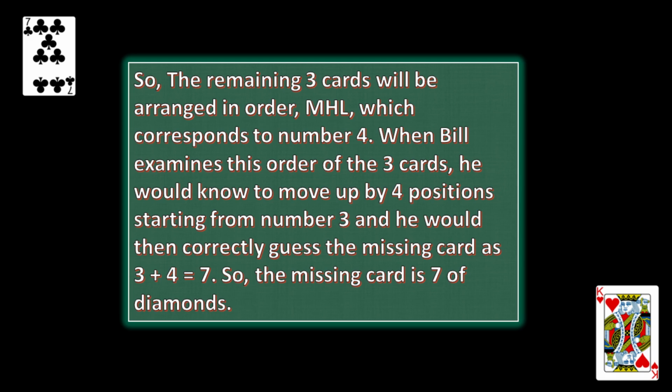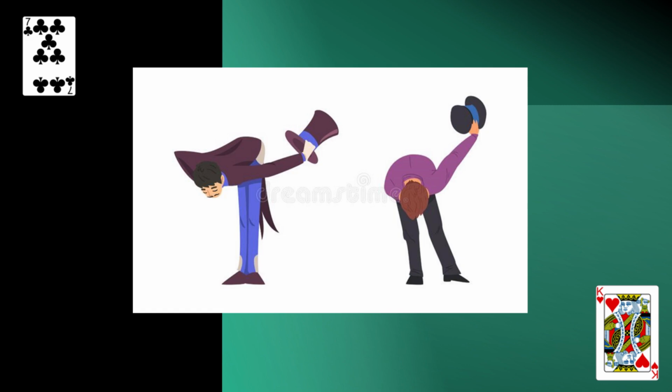When Bill examines this order of the 3 cards, he would know to move up by 4 positions starting from number 3, and he would then correctly guess the missing card is 3 plus 4 is equal to 7. So, the missing card held by the audience member is 7 of diamonds. This is one of the most elegant ways of identifying the missing card in this given situation, although there are other solutions possible.